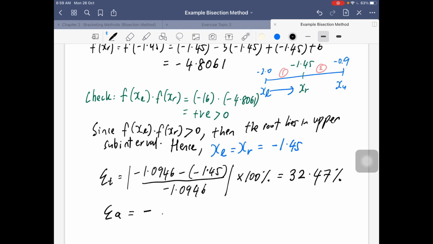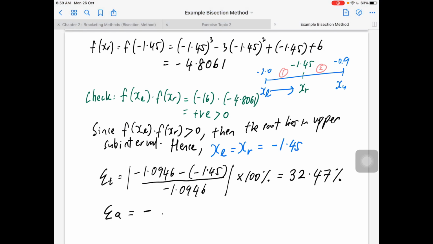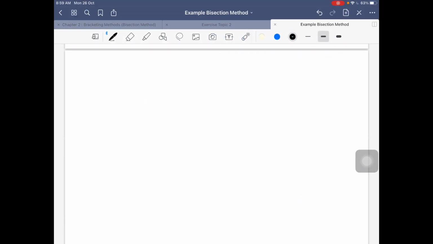Since we need to continue with the second and third iterations, now we continue to the next iteration. So now we continue the second iteration.